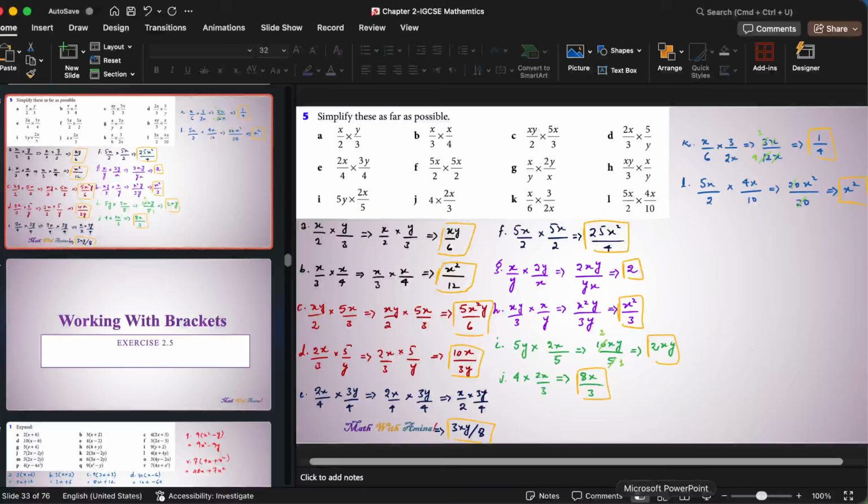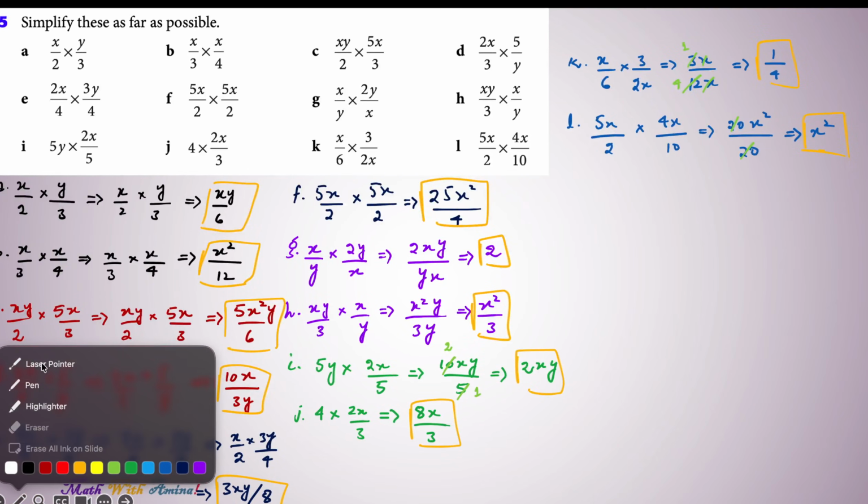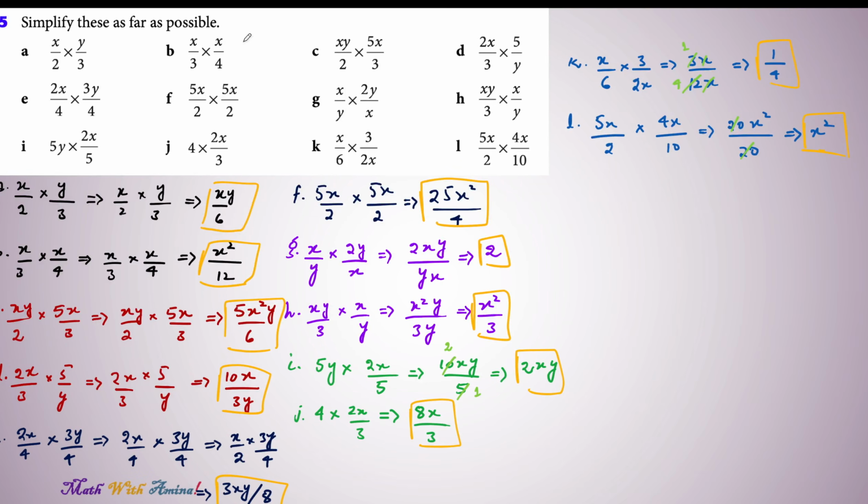Hi again. Let's look at question number 5, which asks us to simplify as far as possible. This question is different than the previous questions we have been solving, because now we have more than one fraction and there is multiplication between the fractions. However, the rule for multiplying fractions is very easy. We have to multiply the numerators with the numerators, and the denominators get multiplied with the denominators.